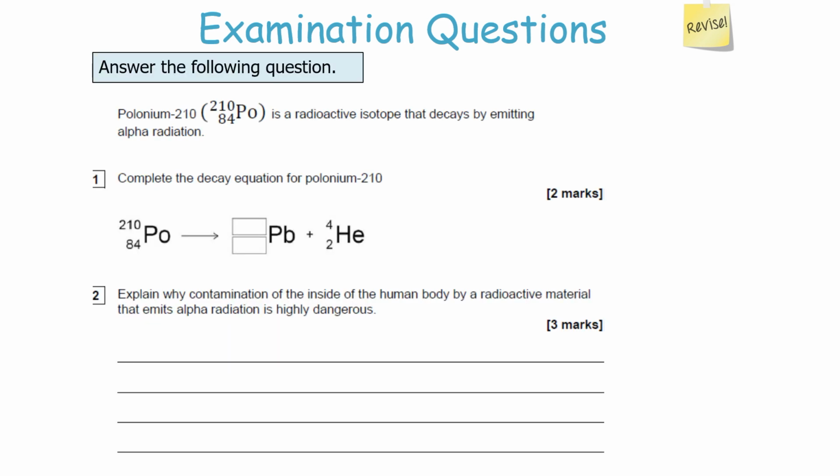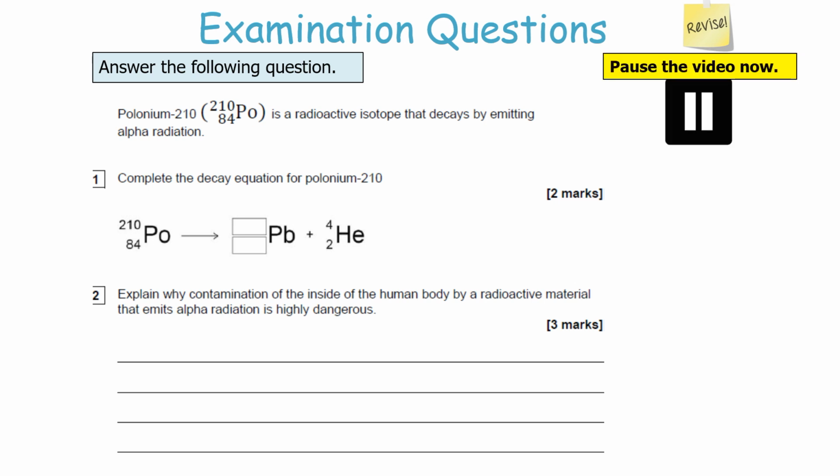The next question says polonium-210 is a radioactive isotope that decays by emitting alpha radiation. Complete the decay for polonium-210 and explain why the contamination of the inside of the human body by a radioactive material that emits alpha radiation is highly dangerous. So pause the video now, then unpause the video when you want to go through your answer.